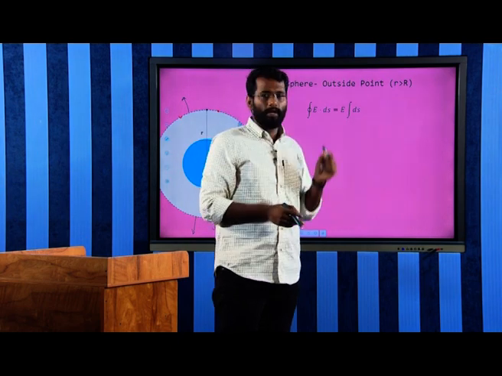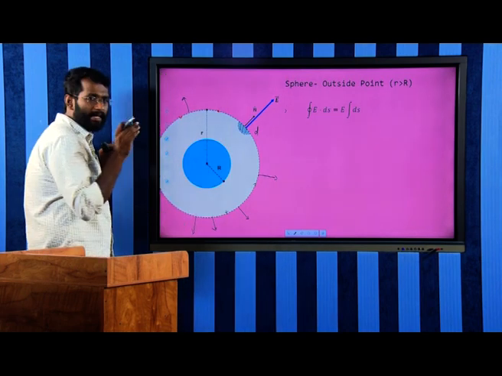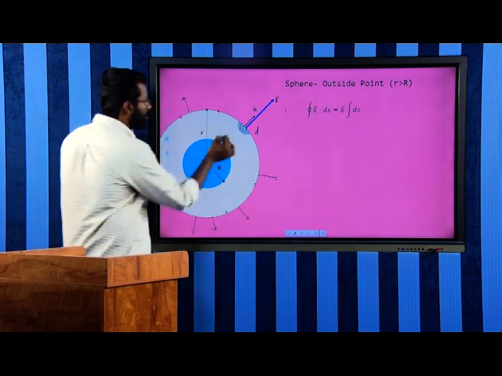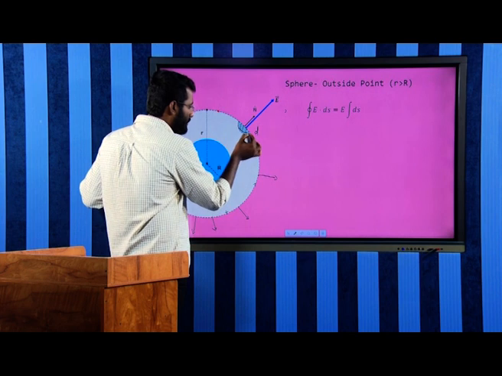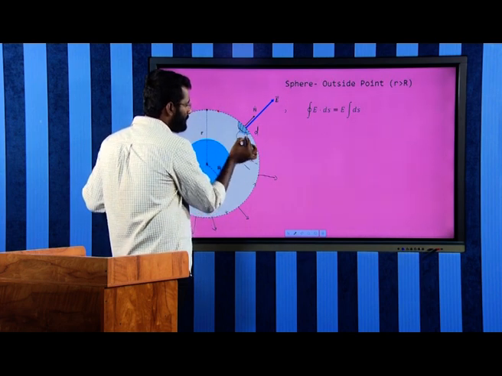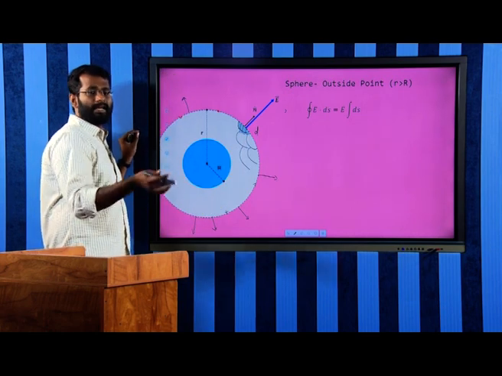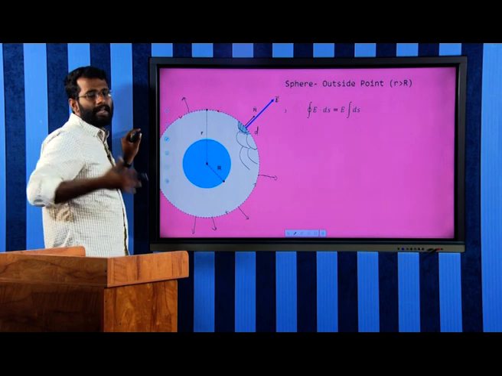So, E into integral ds. Now, what is this integral ds? That is, we only considered a small patch, this much part only. Now, we have to consider another part from here, another part from here, another part from here, and these are all small ds parts, and we have to sum it up. The integral means take all the ds parts and sum them up.